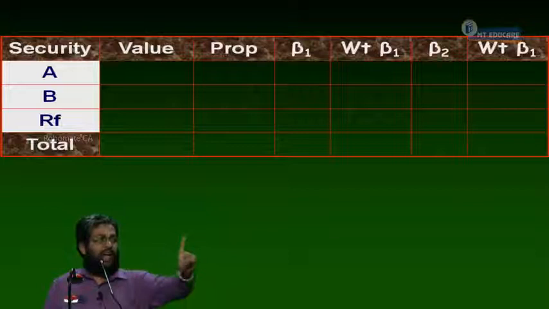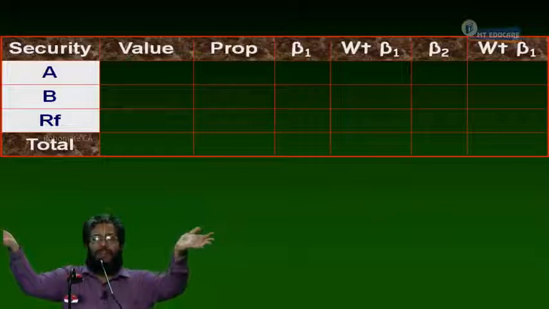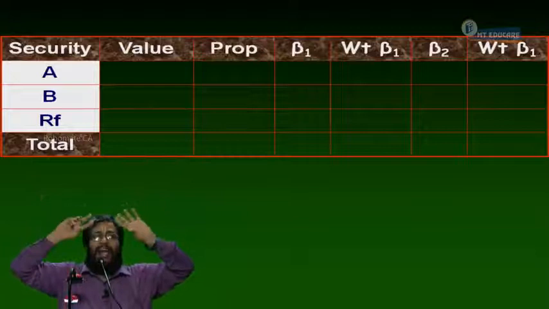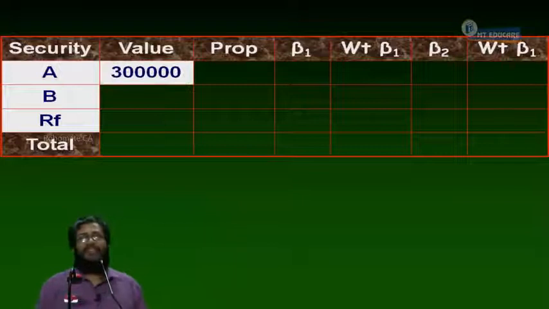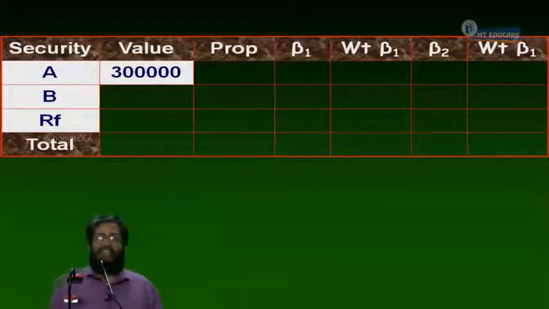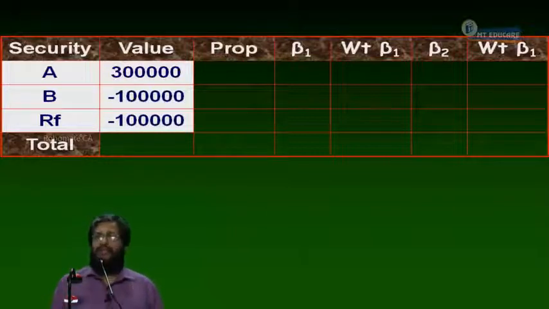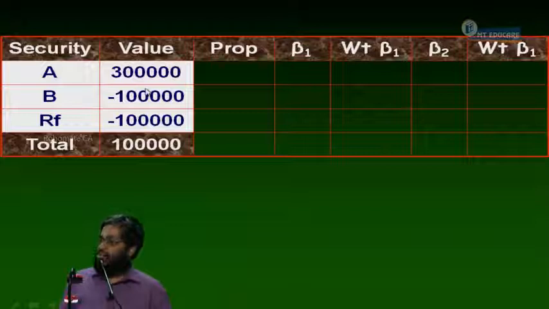Answer my question. I have 1 lakh in hand. I will borrow 1 lakh. The total money available for investment is 2 lakhs. I invest 1.5 times the money in hand. How much do I invest in A? 3 lakhs. And how much do I have to short sell in B? 1 lakh. How much do I have to borrow? 1 lakh. I have 1 lakh rupees, I borrow 1 lakh, I short sell 1 lakh.